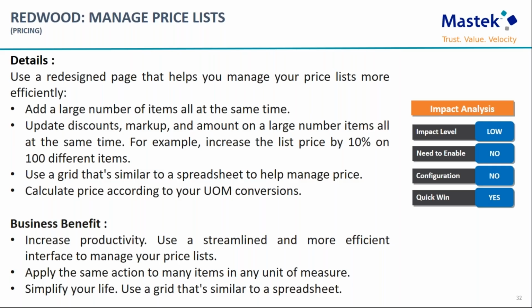For example, we need to increase the list price by 10% on 100 different items. Then this feature comes in very handy, as we can use it to increase the list price in bulk. It uses a grid that's similar to a spreadsheet to help manage prices. It calculates prices according to our UM conversion.